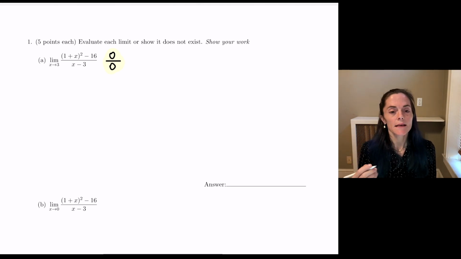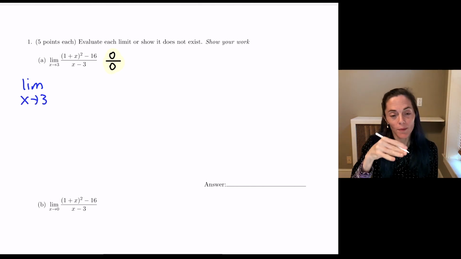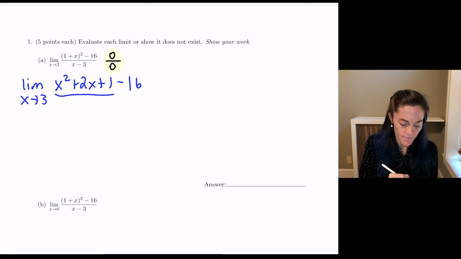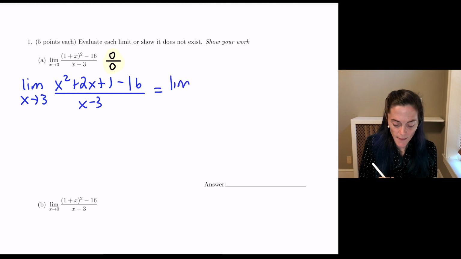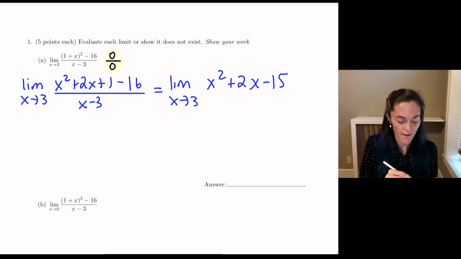In this case, I will need to multiply out this 1 plus x squared, which will be 1 plus x times 1 plus x. We get x squared plus 2x plus 1. Then I'll need to refactor my numerator. So I have a limit as x approaches 3 of x squared plus 2x minus 15. Now I'm ready to try to factor.